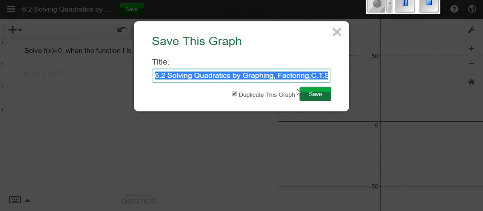Okay, so let's save this graph. 6.2 Solving Quadratics by graphing and factoring, completing the square.